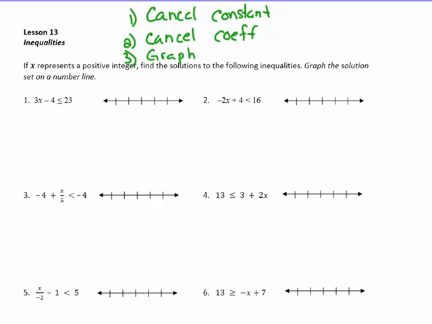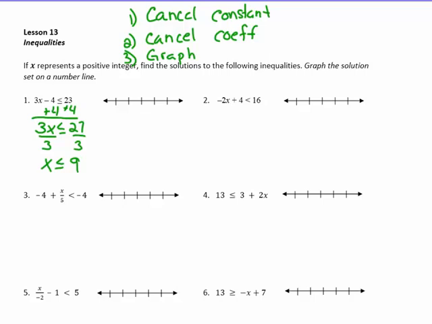So when I'm looking at number 1, I have 3x minus 4 is less than or equal to 23. So I have to get x by itself, cancel the subtracting 4 first by adding 4. And this is just like what we did with our equations. These are actually even a little bit simpler. So 23 plus 4 is 27. Now we have to cancel the coefficient by dividing because they're being multiplied. So I'm going to divide both sides by 3. Which gives me x is less than or equal to 9.